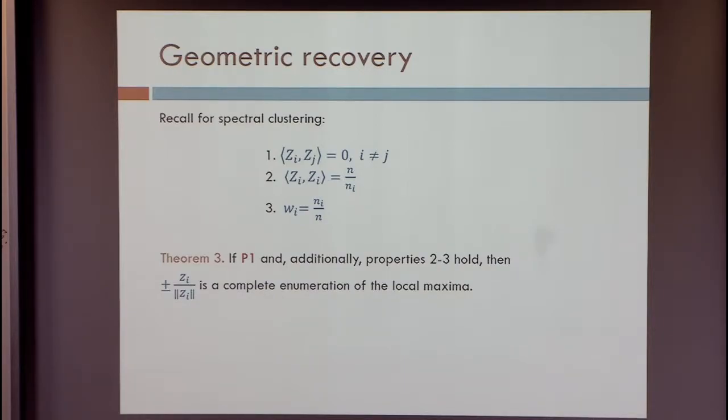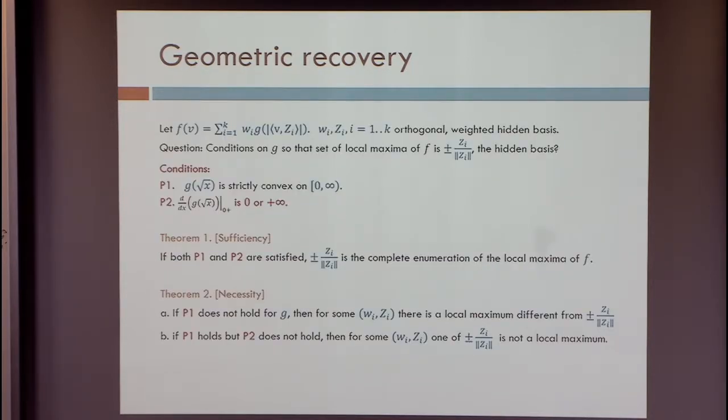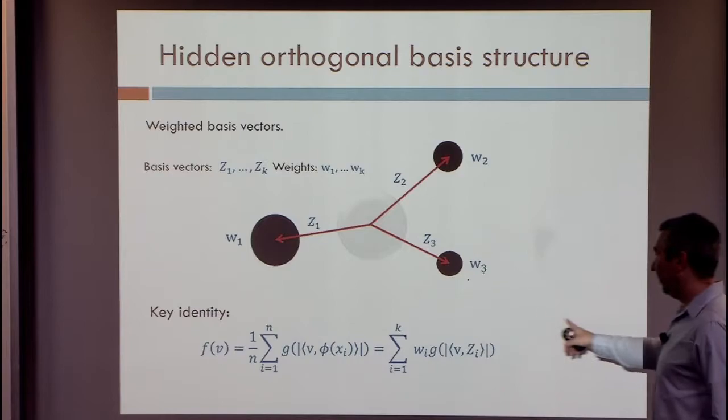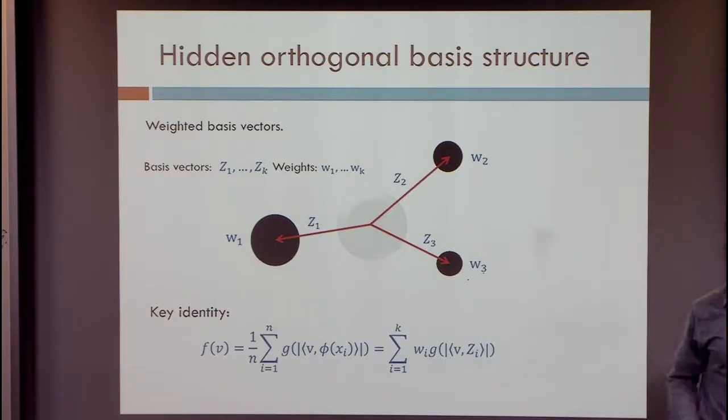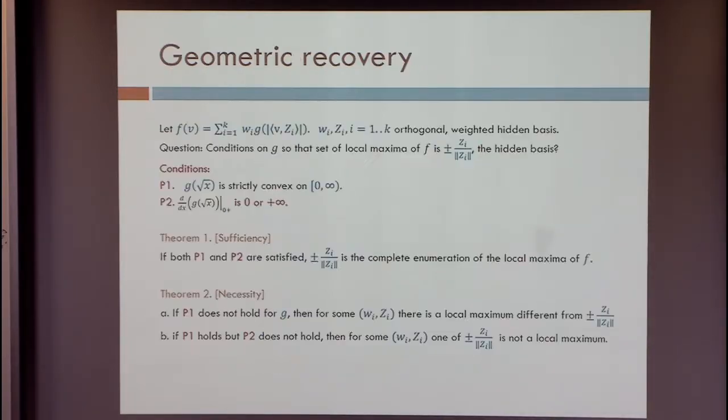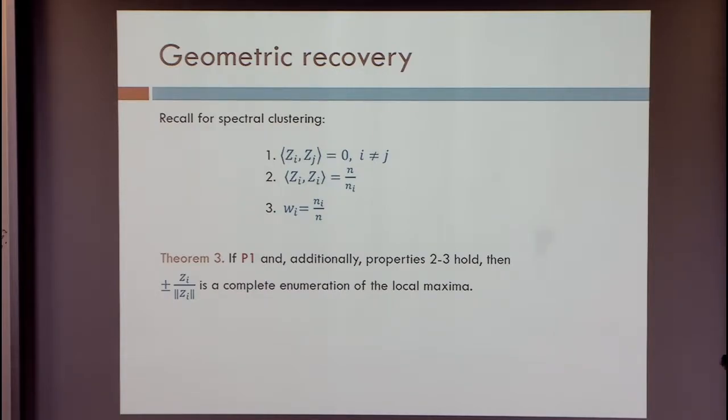And the particular case of spectral clustering, because technically the claims I made before were for any function having this form. Now, for spectral clustering, as I mentioned before, the weights have a special structure here related to the size of the clusters. And in that case, we can show that P2 is not needed as a property. P1 in itself is enough so that the basis vectors are a complete enumeration of local maxima.